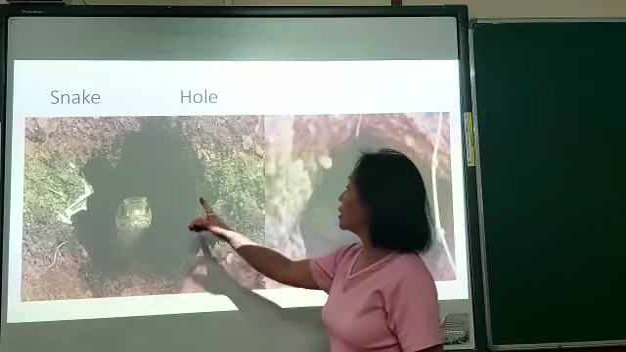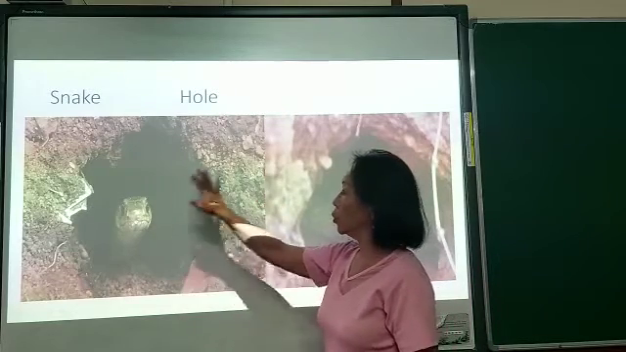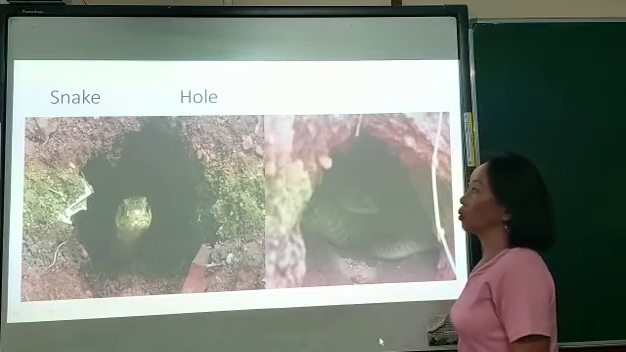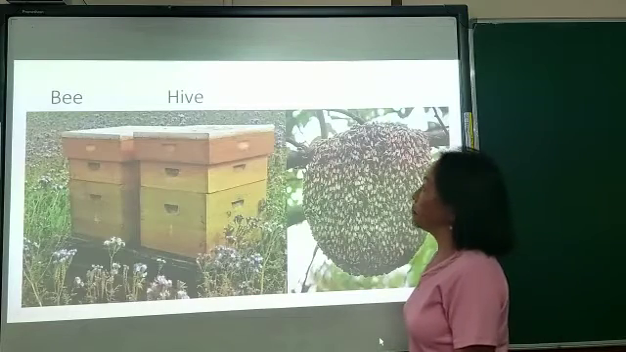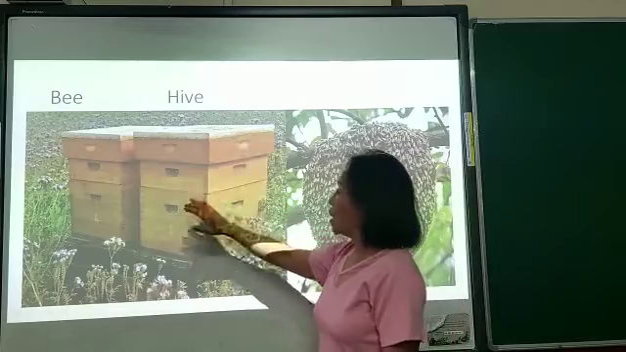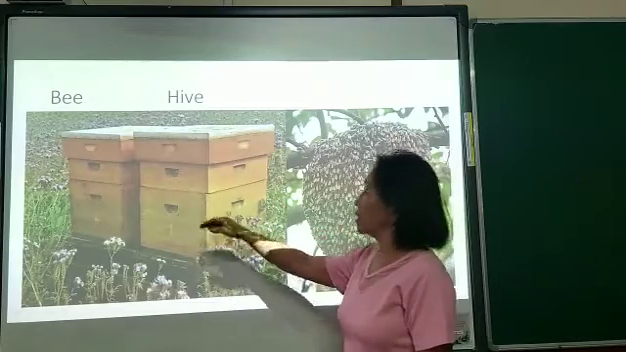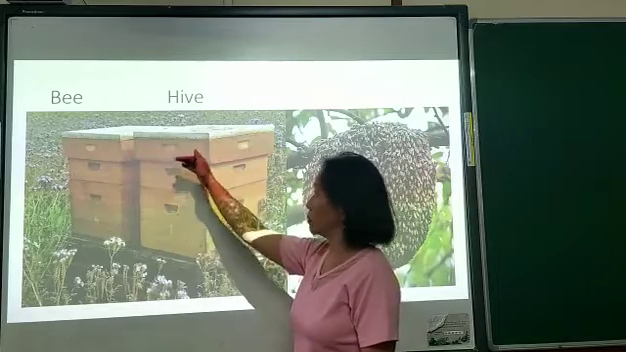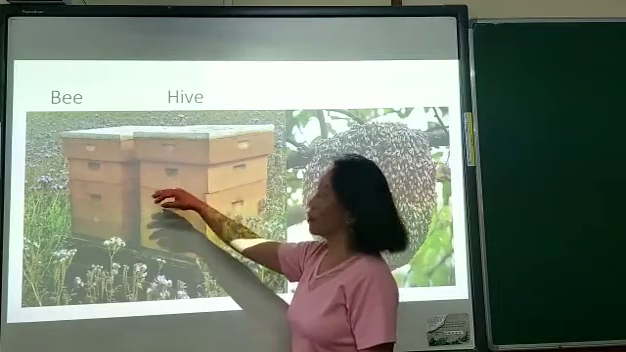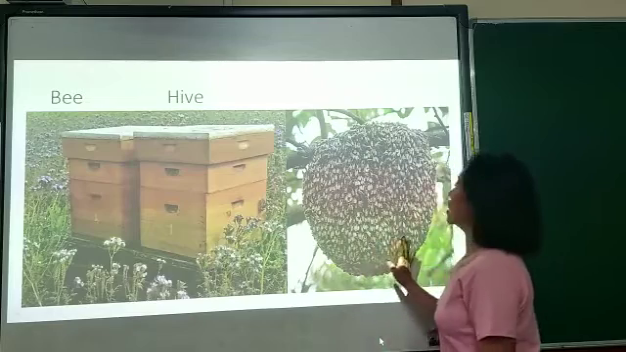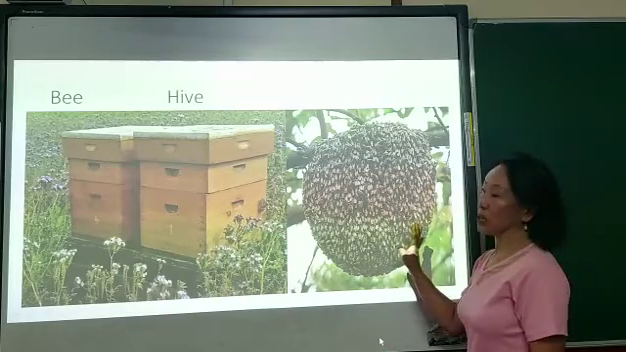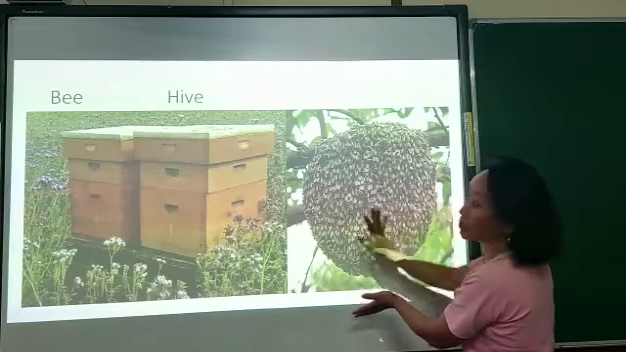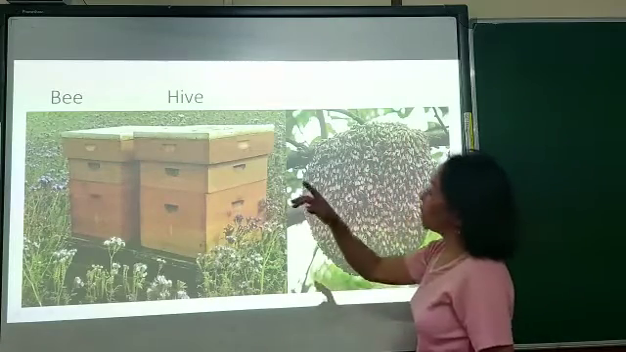Next, snake lives in a hole. Hole in the ground. So the home of a snake, we call it hole. Next one, bee, hive. Now usually when we keep bees, hives are built like this. These have different compartments where the honey is gathered from. And this is the hive of a bee in the wild, in the jungle. They have a huge ball like this. See, all the bees have formed this hive. So bee, hive.